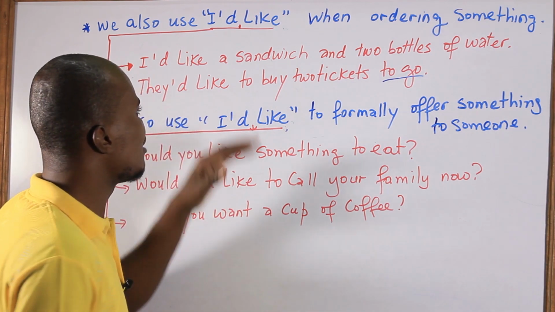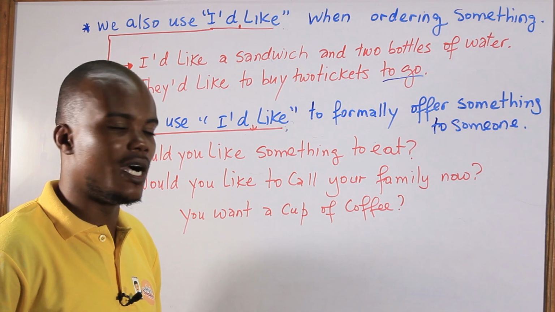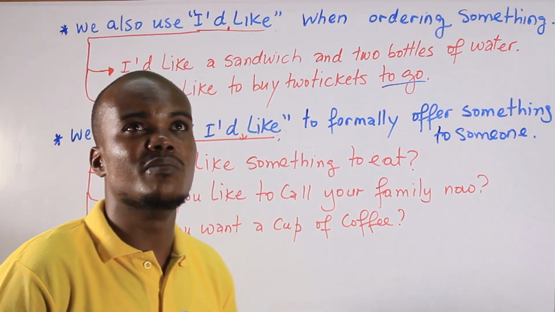So you say I'd like to buy 2 tickets to go. Or I'd like to buy 1 ticket to go. I'd like to buy a pizza to go.